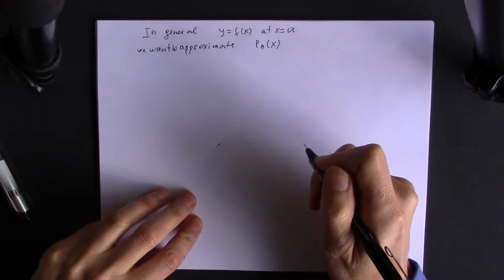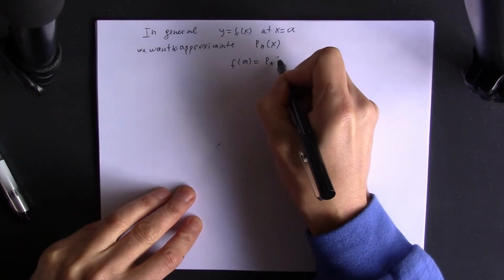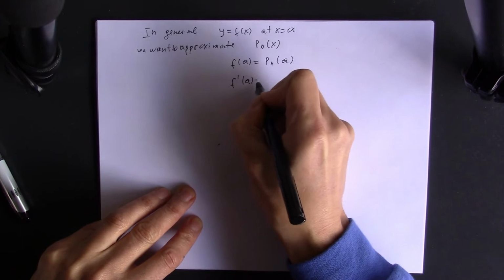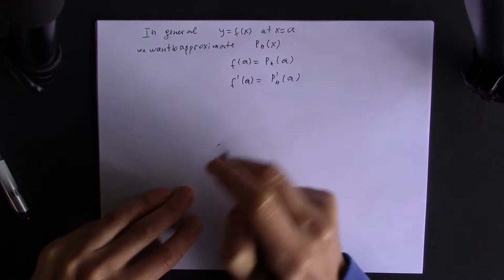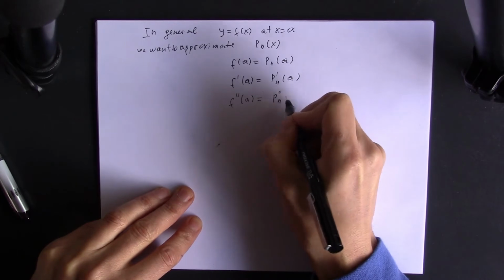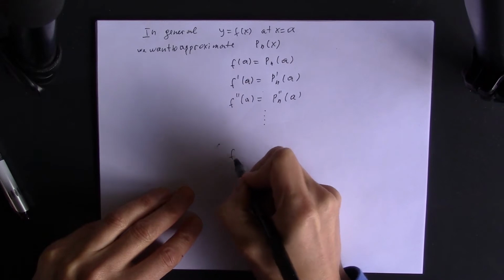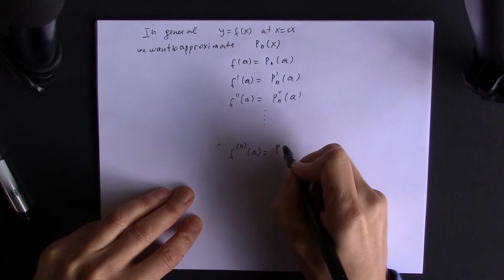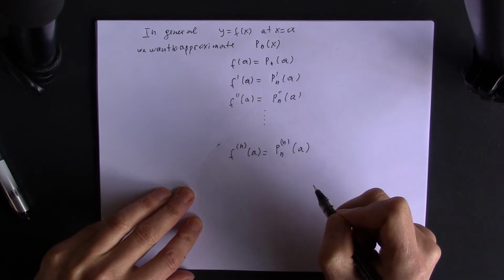What we'll require is that the value of the function is the same as the value of the polynomial at x equals a, that we will have the same derivative for function and polynomial at a, the same second derivative at x equals a, and so on, all the way up to the nth derivative, and we'll require the nth derivative at a of the function to be the same as the nth derivative of the polynomial at a. So that's the general situation.